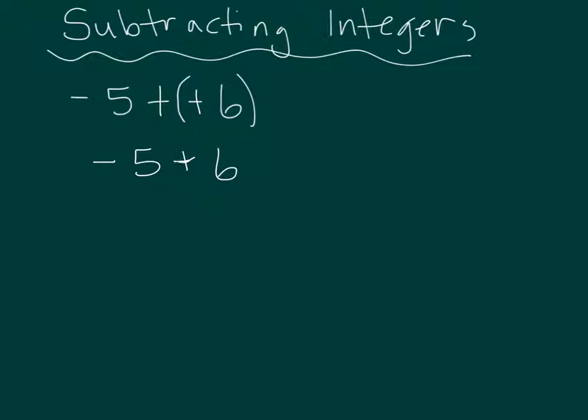You then follow the rules of adding integers, which are if the signs are different, subtract. They are different because the 5 is negative, the 6 has no sign, which means it's positive. Therefore, you have 6 minus 5 is 1, and there are more positives than negatives, so it will be a positive 1, and 1 is your answer.